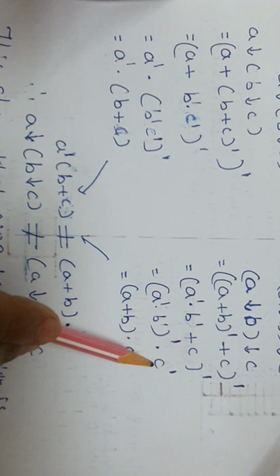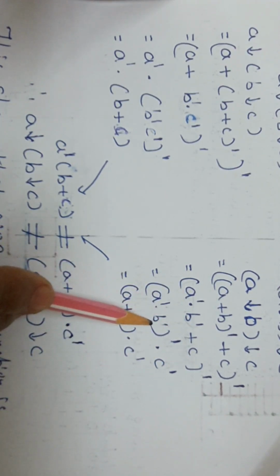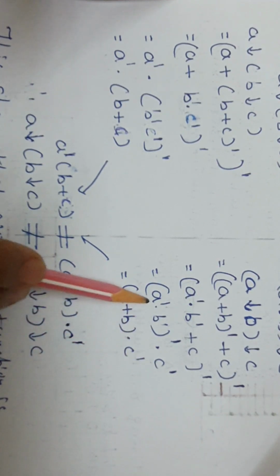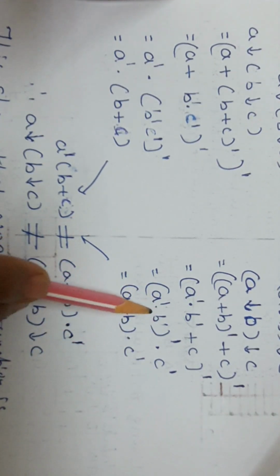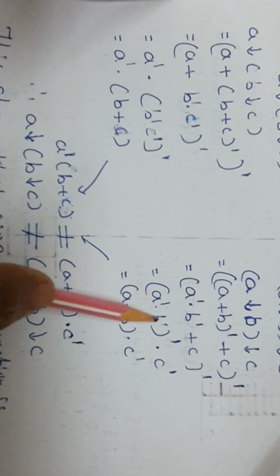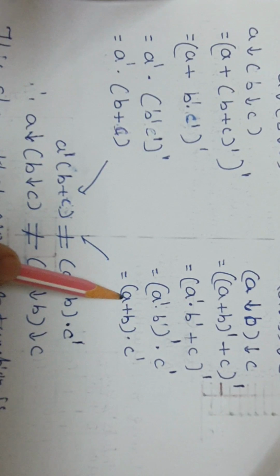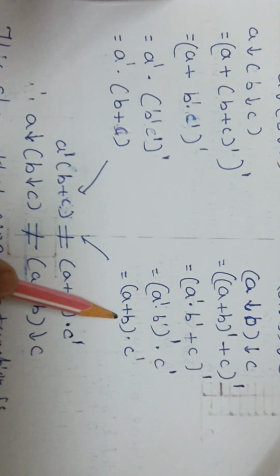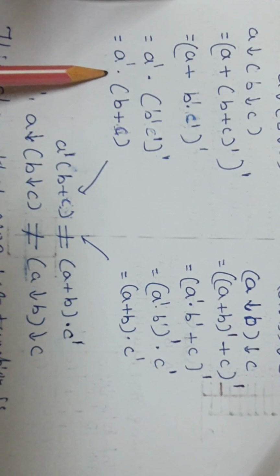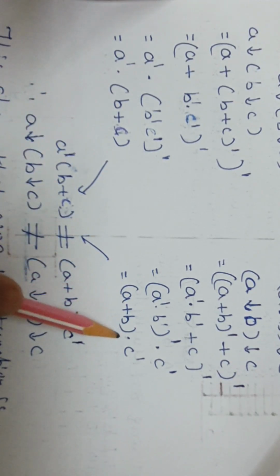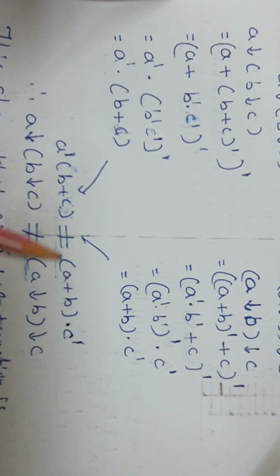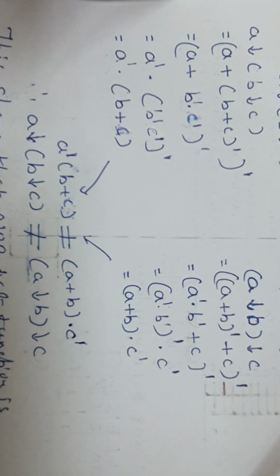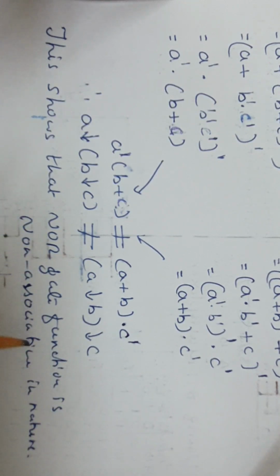C is written as C dash, then the complement of A dash B dash. So this C dash as it is, AND as it is, and for A dash B dash, its complement is, AND is replaced with OR. Then complementing each literal means A dash dash is A, B dash dash is B. So here we have the expression A dash and (B plus C). Here (A plus B) and C dash, which are both not equal. Hence this NOR operator is non-associative. Okay. This shows that the NOR gate function or NOR operator is non-associative in nature.